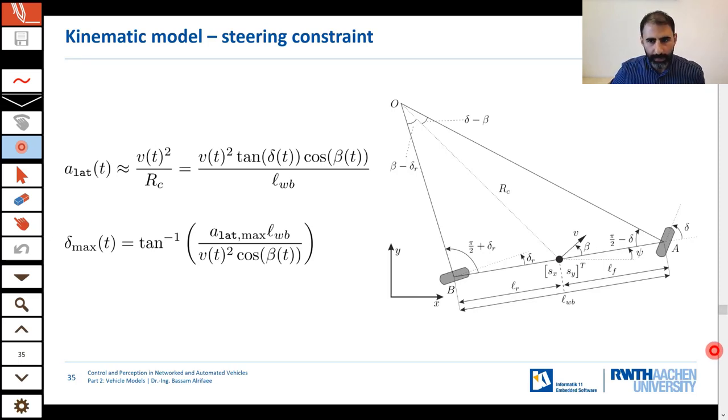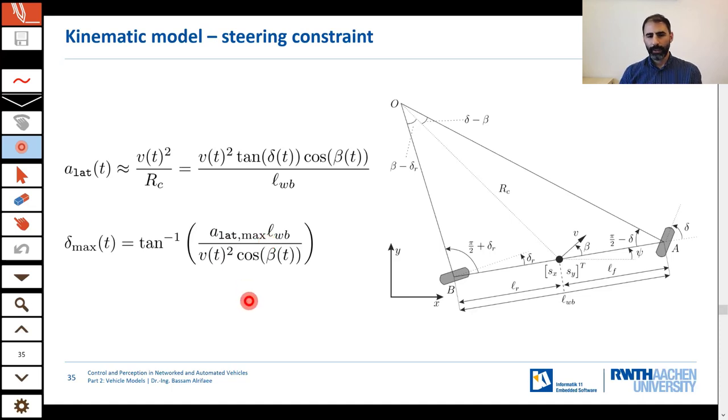And here we see some extensions to this model using steering constraints. To derive this model, we used the assumption that the lateral forces are neglected, and that the mass is constant. Here we have an approximation for the equation of the lateral acceleration. In this equation we also find delta, the steering angle, and we can rewrite this equation to get a maximum steering angle for a predefined maximum acceleration.